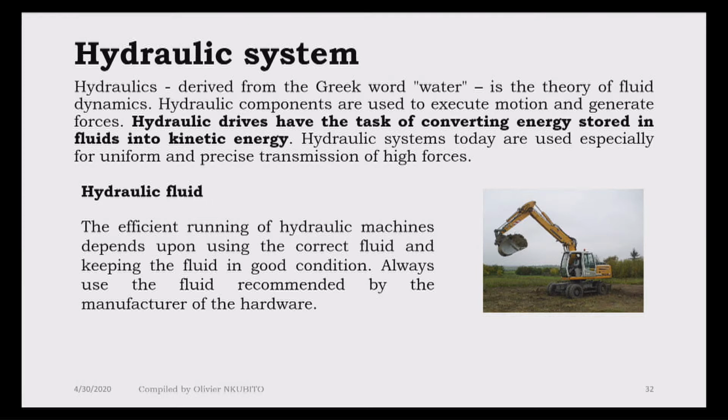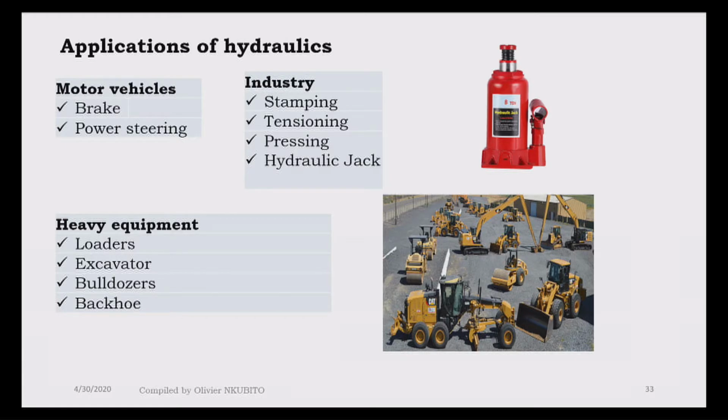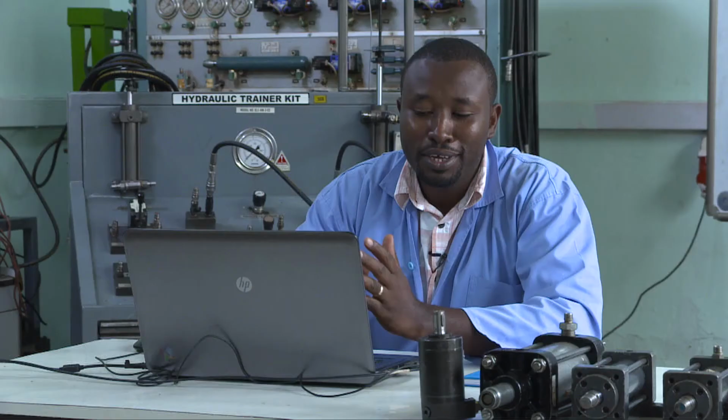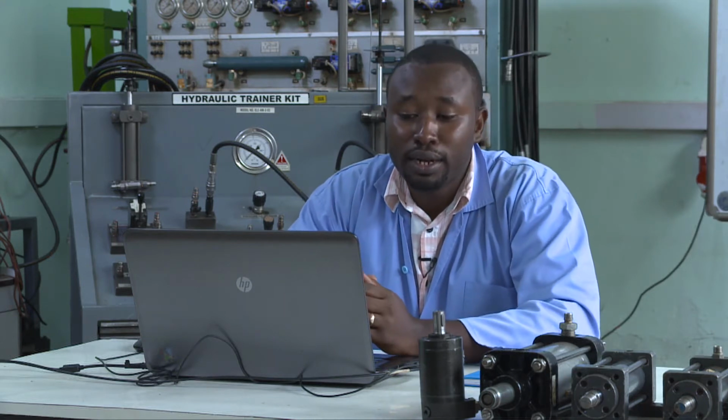When you say hydraulics, first of all, it can be used in several applications, like motor vehicle brakes. When you are driving and you need to brake in a short time, you apply the brake. Or power steering, which makes it easy to turn or to do cornering. In industries, it can also be used for stamping, tensioning, and in a hydraulic jack. It also has applications in heavy vehicles, like loaders, bulldozers, excavators or backhoes.